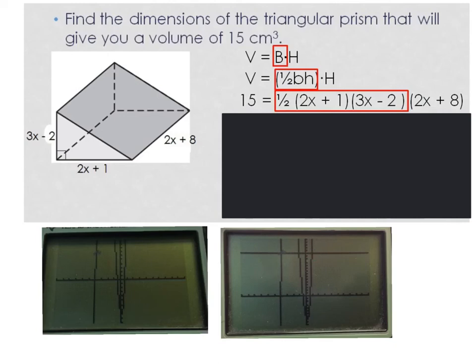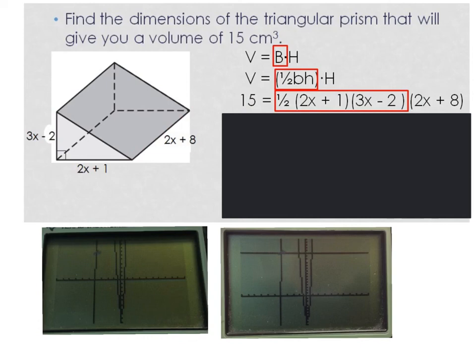All right, so this one right here, and if you use second intersect, you'll find x equals 1. Okay, so x equals 1, let's think about would that work. If I put a 1 in here, 3 times 1 is 3, minus 2 is 1, so the height would be 1. 1 here, 2 times 1 is 2, plus 1 is 3, so the base would be 3. And then if I put a 1 in here, 2 times 1 is 2, plus 8 is 10, and 10 would be fine here.